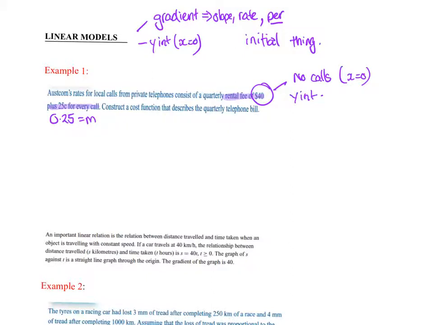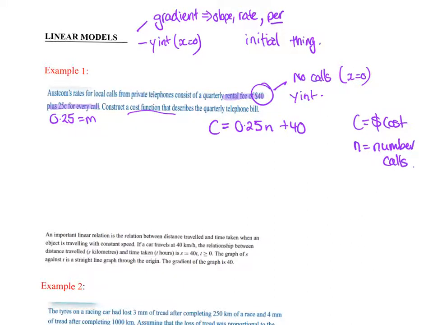So construct a cost function. Function just means rule, and they want a cost. So I'll just call it C equals, and normally we say the gradient, don't we? So I could say 0.25n for the number of calls, plus 40. And I'll just write that C equals the cost in dollars and n equals the number of calls. Just test it out so you know: if I make 0 calls, I've still got to pay $40, don't I? Yeah? And then so on. Okay?